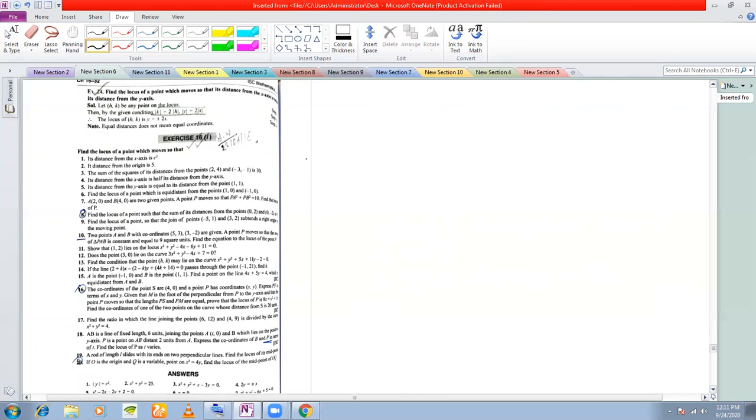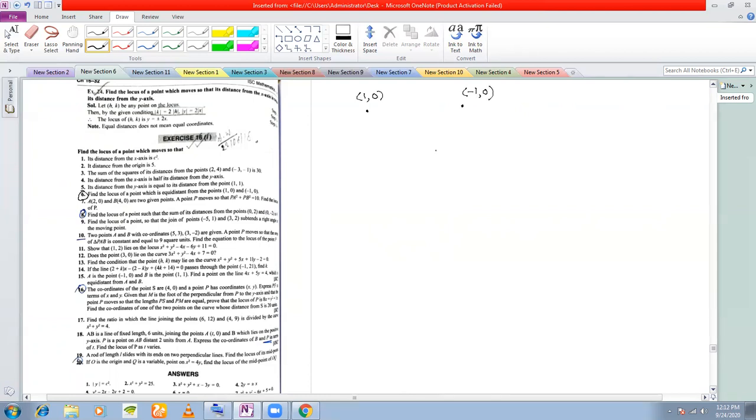Look at number 6. Find the locus of a point which is equidistant from the points (1, 0) and (-1, 0). Okay, so let's take the points (1, 0) and (-1, 0).